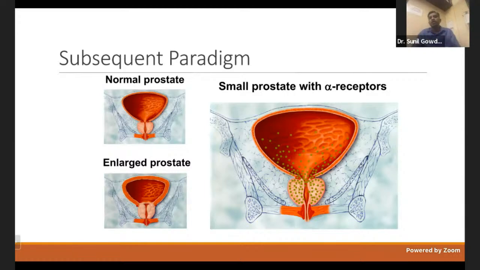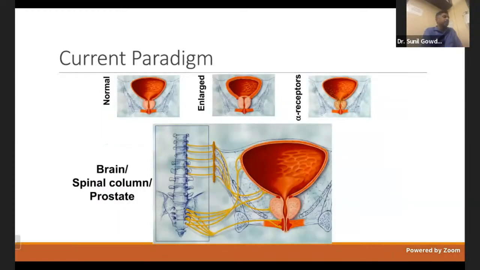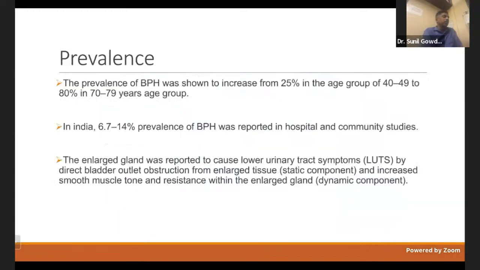So one important thing to know here is that even with a small prostate, there may be increased alpha receptors in the bladder neck area as well as in the bladder wall. Because of this increase in alpha receptors, lower urinary tract symptoms may develop. Whenever alpha receptor blockade occurs, this results in an improvement in the symptoms in these patients. And this is again the same thing which I told you.